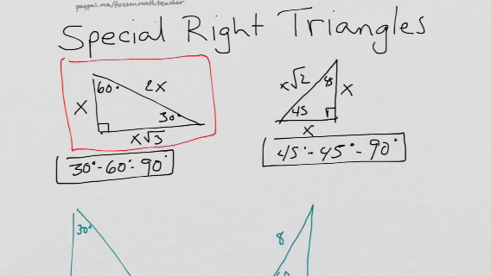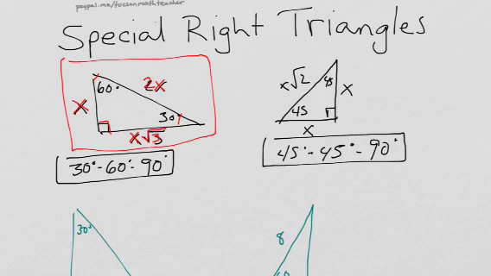So for a 30-60-90 triangle, there's a 30-degree angle, a 60-degree angle, and a 90-degree angle. We only need to know two of those angles in order to know that that's what we're dealing with. In that case, the short leg is going to be half the length of the hypotenuse. The hypotenuse will be double the short leg, and the long leg will be the short leg times the square root of 3, which is an irrational number, so it's a little bit hard to deal with, but that's what it is.